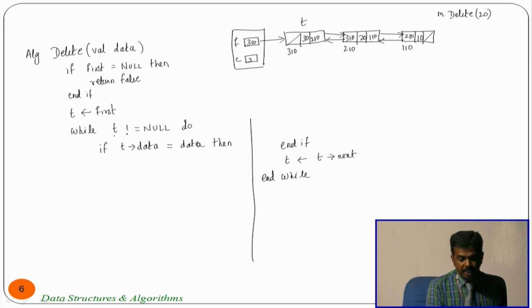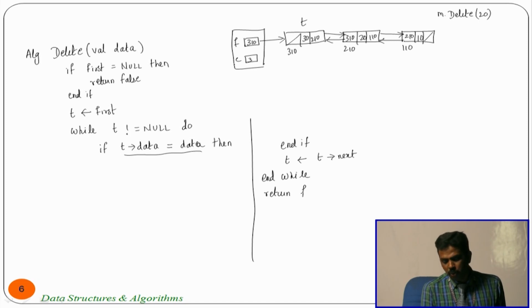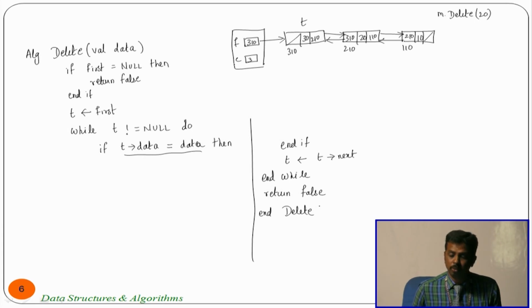When the loop gets terminated, it means that once t reaches null, by default the element is not found. If the element is found, the condition will be true here itself, we will take some action, and it will be returned. So, at the end of the while loop, the element is not found, so we cannot delete the data. So, return false, and then end delete. Here only we have to write the code for deleting that element.